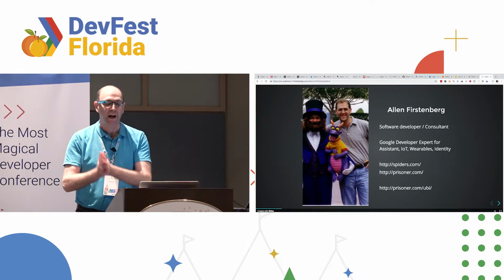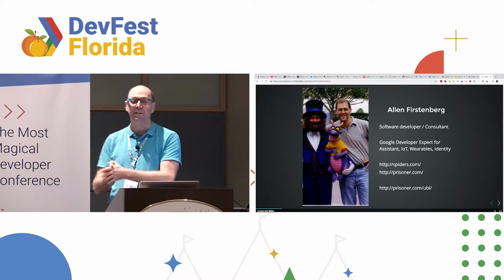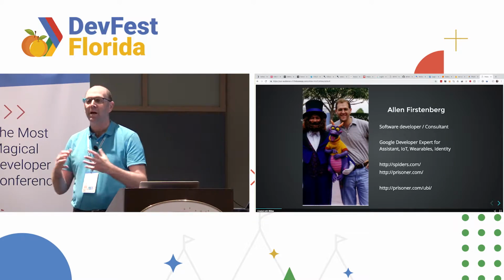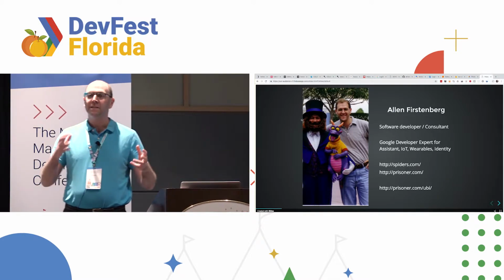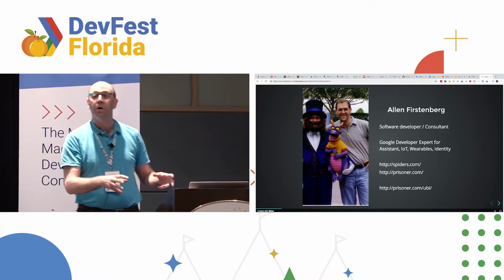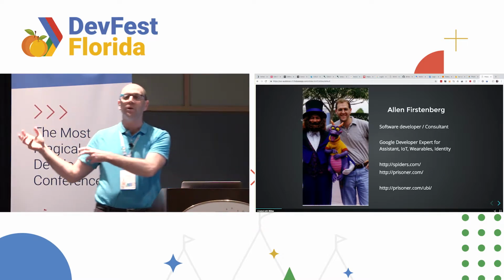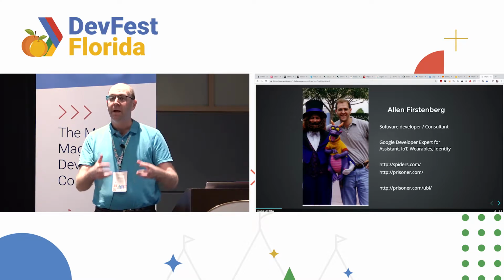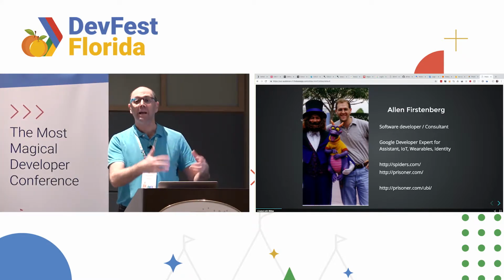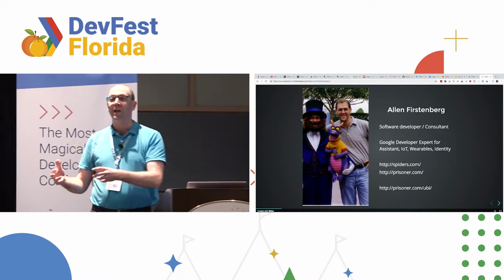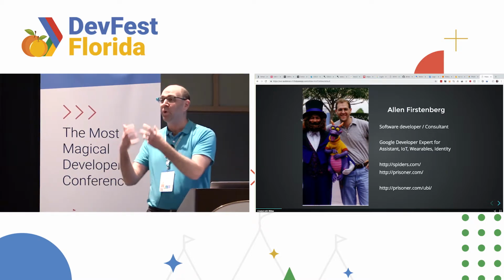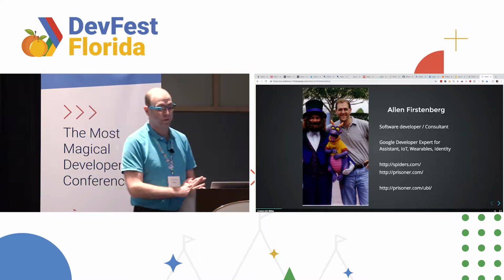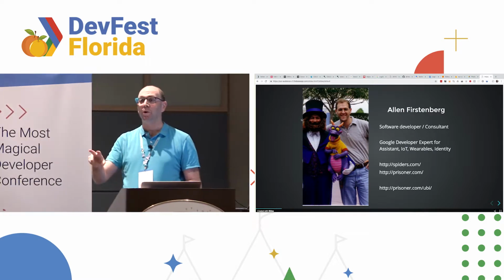My name's Alan Firstenberg. I am a software developer and consultant for a company called Objective Consulting. I am also what Google refers to as a Google developer expert. And that means a lot of what I do is kind of act as a liaison between you and Google in both directions. So I help you understand what Google is doing with their technologies and how to incorporate it into what you are doing. And at the same time, I take the feedback and input from you and help Google understand what you need, how to do your job better, how to bring better things to your clients, and how to bring better things to the world.